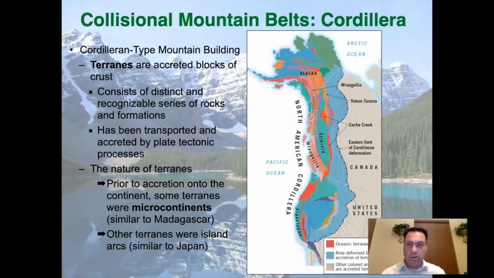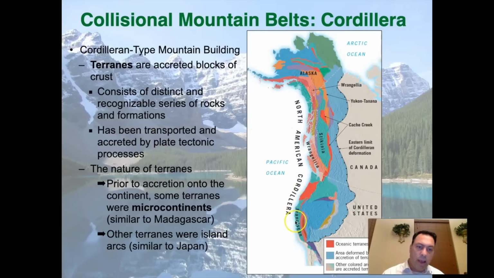So let's look at what these terrains are. And I've been using the term already. I kind of jumped the gun a little bit. But Cordilleran type mountain building, there's terrains are accreted blocks of the crust. So this is the things that are being stuck as things are slipping down into the mantle through subduction zones. It's leaving the terrains that formed out in the ocean basins behind. Consists of distinct and recognizable series of rocks and formations, has been transported and accreted by plate tectonic processes.